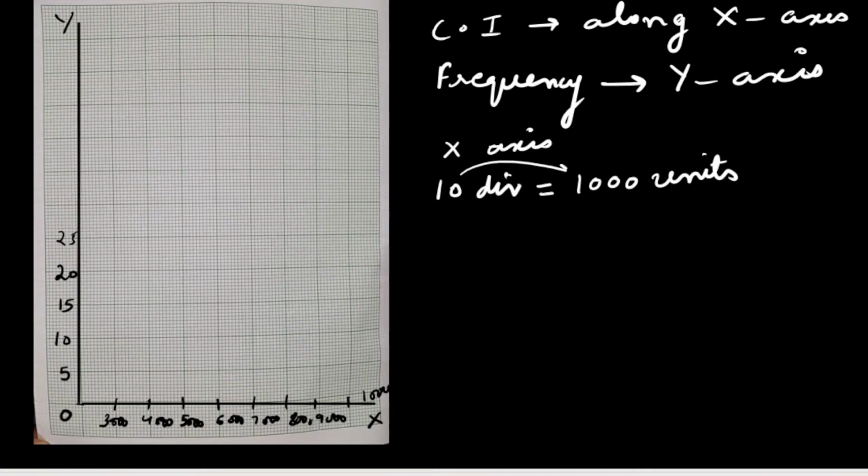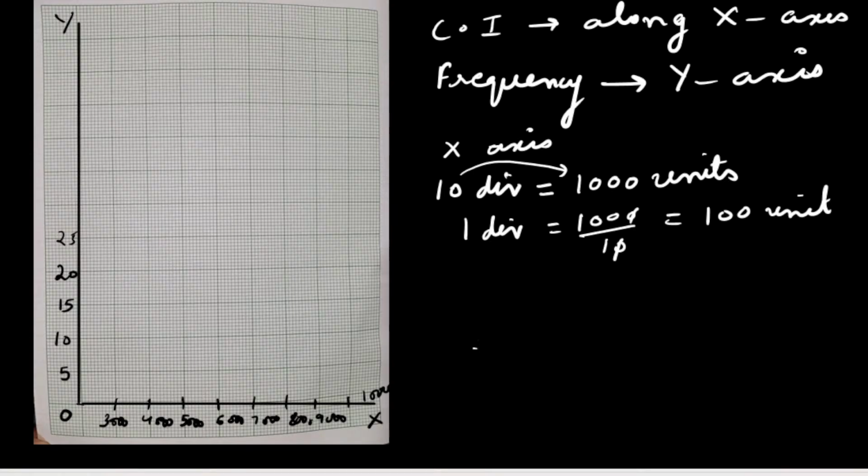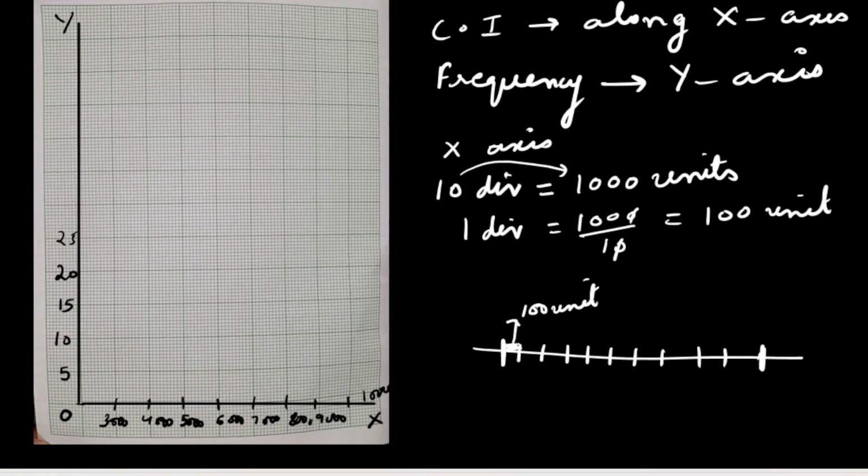So here 10 we will shift to the other side. So 1 division is equal to 1000 by 10, which is equal to 100 units. So what is the meaning of this? See, on the graph you can see this is 10 divisions. Here it is getting divided into 10 parts: 1, 2, 3, 4, 5, 6, 7, 8, 9, like this. Each part is equal to 100 units. So the first division gives us 100, second one gives us 200, then 300, 400, 500, like this. So this is what we found just now.